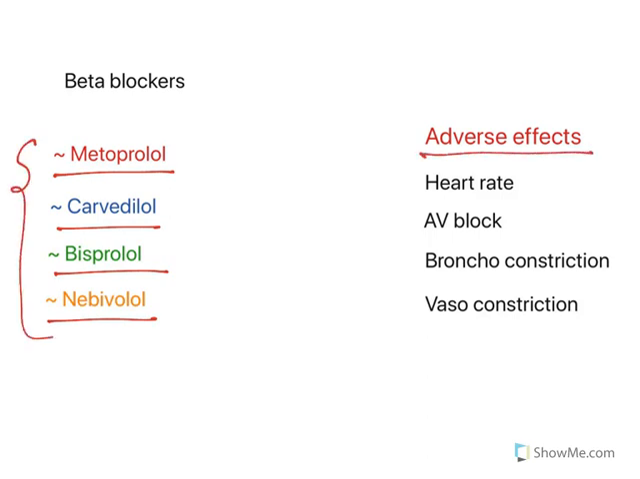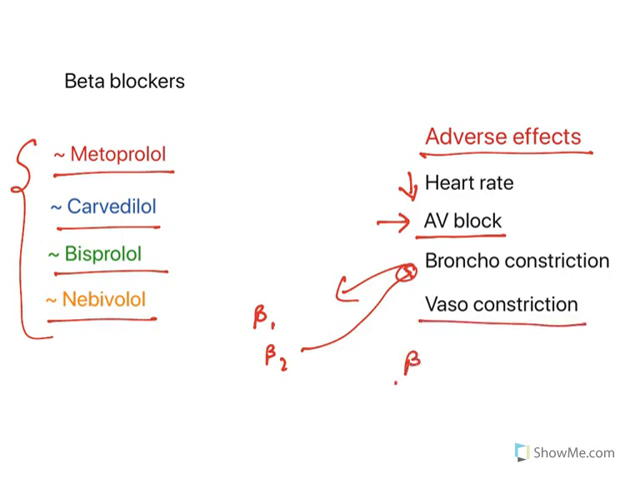The major adverse effects are that heart rate is reduced, because all of them are reducing beta stimulation, and AV block may be seen. Conduction velocity is blocked, which may result in atrioventricular block. Now, some of them also contain beta 2 blockade. The beta 2 blockade may cause bronchoconstriction. Now, vasoconstriction occurs because when beta receptors are blocked, alpha receptors are active. When released norepinephrine acts on alpha receptors, it causes vasoconstriction. So these are all the major adverse effects.